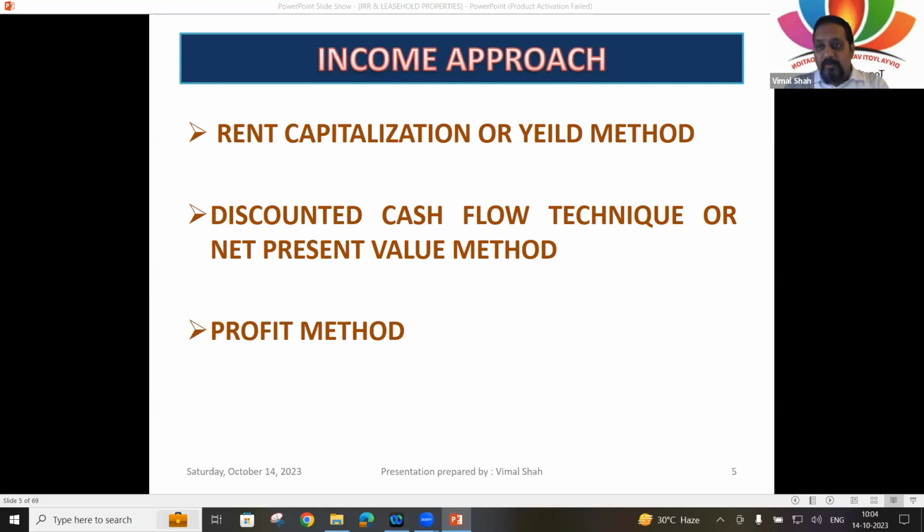So everybody might be knowing about the discounted cash flow technique. When you did this 50 hours training program, you might have gone through the discounted cash flow technique. So what is this discounted cash flow technique, and how do we use it?